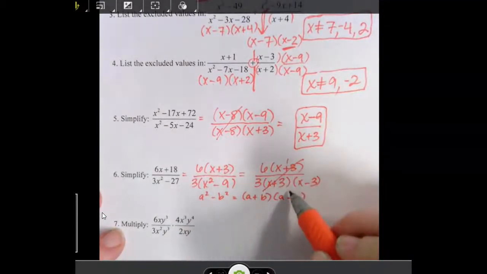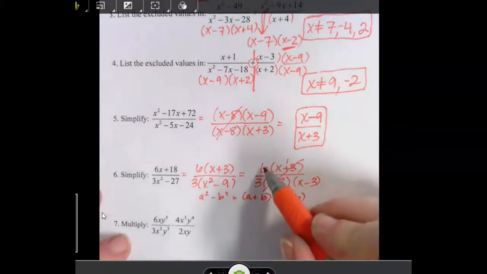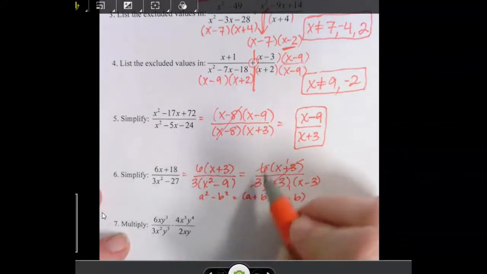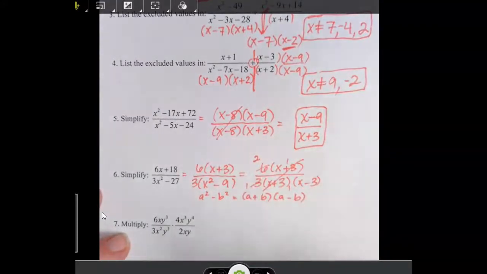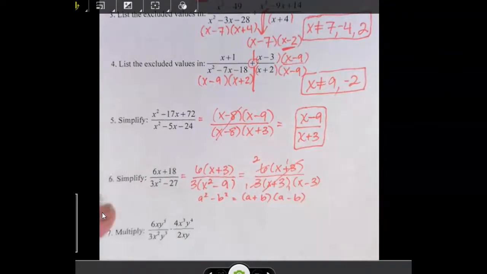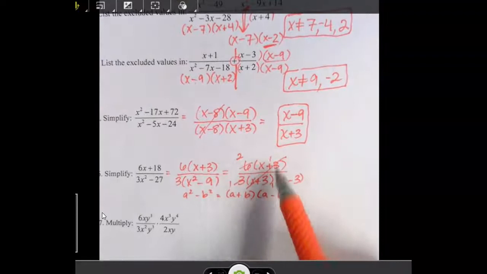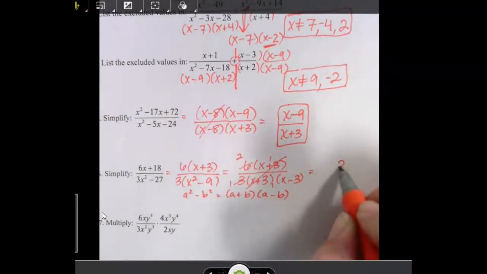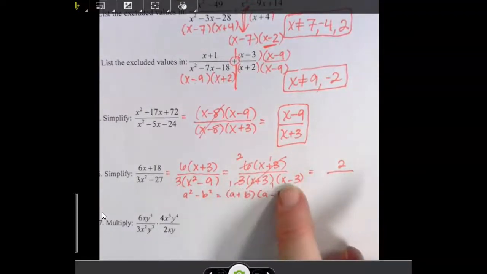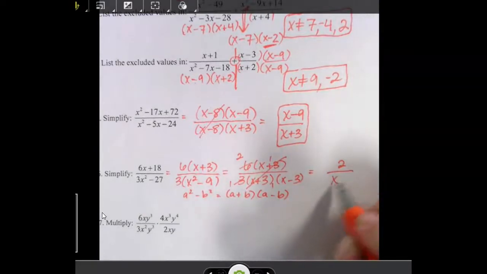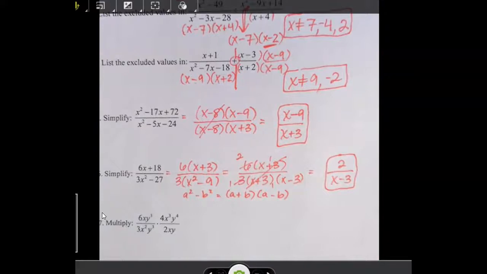Remember, this is reducing. It becomes 1 over 1. And then 6 over 3 would reduce to 2 over 1. All right, so in doing that, just see what's left in my numerator and denominator. In my numerator, I just have 2 times 1, which is 2. And in the denominator, I just have x minus 3. And that's my simplified answer there, 2 over x minus 3.